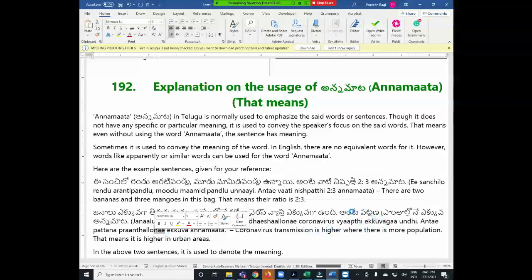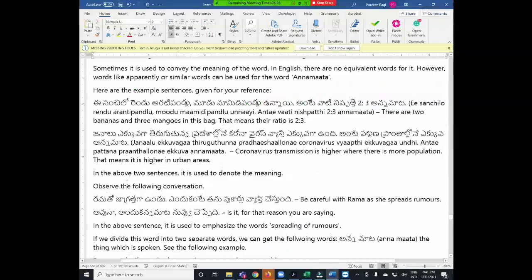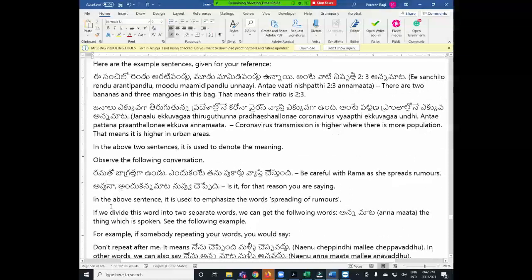Ante means you can consider as that means. Actually it has two meanings. We can say that means, or annamata also, it gives almost the same meaning, but it doesn't have a particular meaning, we have to understand where we use the word annamata. Let us see the next example. Okay, in the above two sentences it is used to denote the meaning. Okay, observe the following conversation.